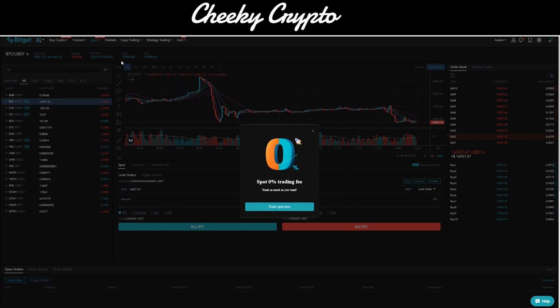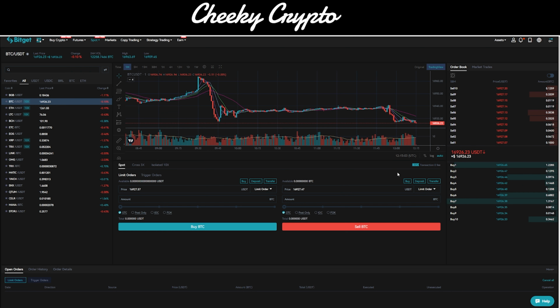I do think that's quite self-explanatory, so I am omitting that part, and we're just going to dive down to a few features of Bitget. Under the spot area here, you get 0% on spot trading fees, so you don't have to worry about losing out there. And for the most part, you get this screen presented to you.